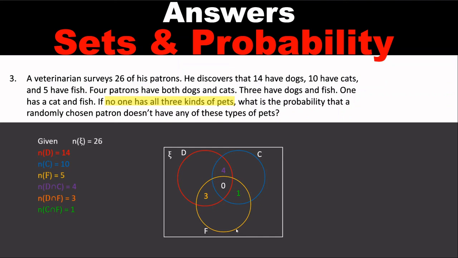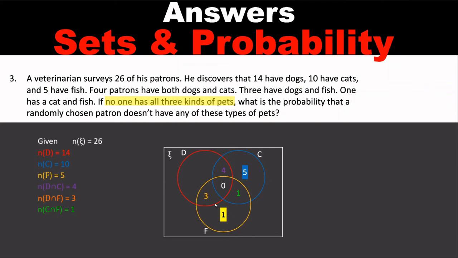So the number of people with fish altogether is 5, but I already know that 1 of them also has a cat and 3 of them also have a dog. So 5 minus the 3 plus 1, that's 4. 5 minus 4, there's 1 person that just has a fish. The number of people who have cats is 10 altogether, but I see in this cat set that I've already got 4 who also have a dog and 1 who also has a fish. That's 5. And 10 minus the 5, that means there's 5 left over here. That's the number of patrons who only have cats.